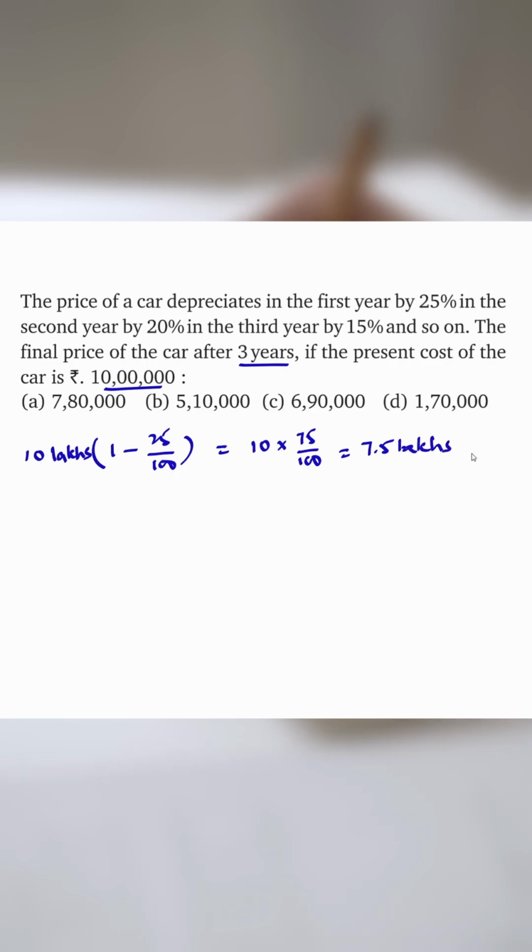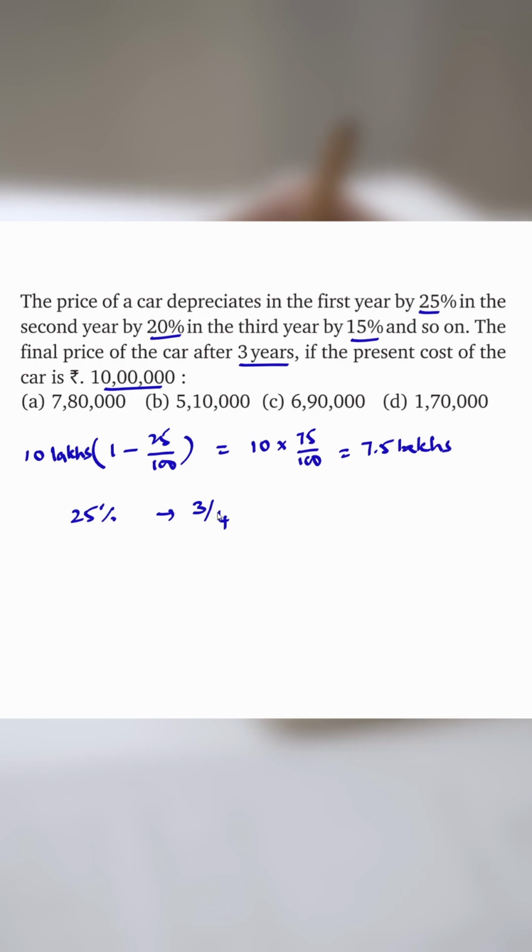So we need to do that 3 times. Once for 25%, and then 20%, and then 15%. Instead of doing this every time, we could just convert the percentages into fractions. So when we reduce something by 25%, it would be equivalent to multiplying it by 3 by 4, or in decimal form, 0.75.